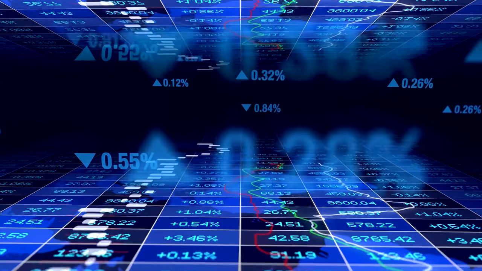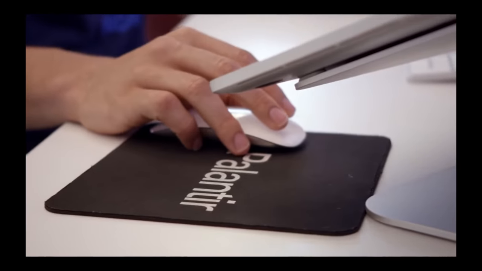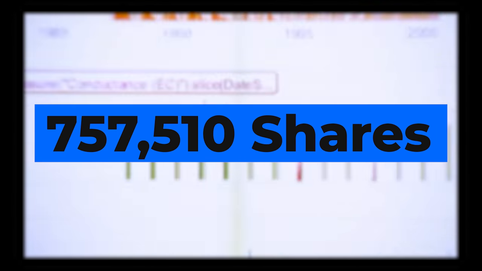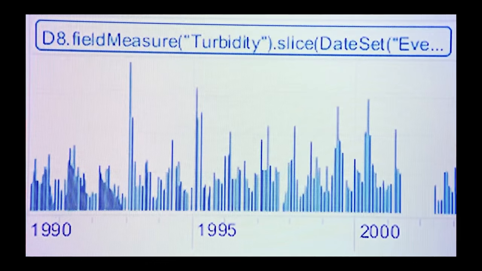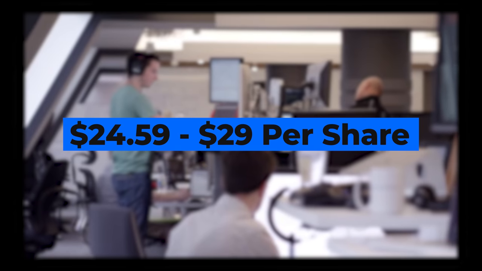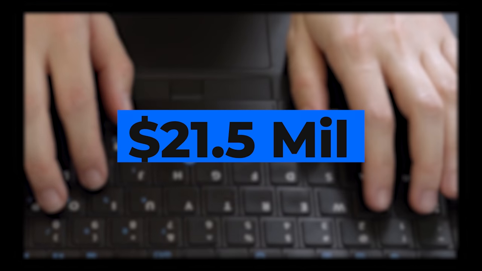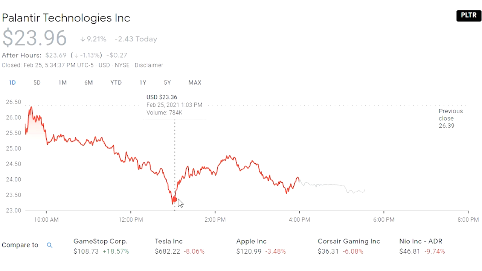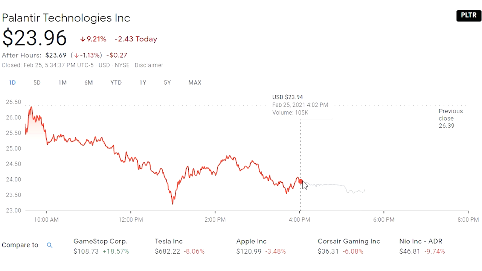The first one I have for you guys is Palantir. Palantir's chief operating officer disclosed in a filing with the Securities and Exchange Commission that he sold 757,510 shares between February 19th and February 23rd at prices ranging between $24.59 to about $29 on the higher end. Proceeds were about $21.5 million. The stock is falling around some key levels of around $25 per share, and it is, in my opinion, on a very big discount when you look at the long-term picture.